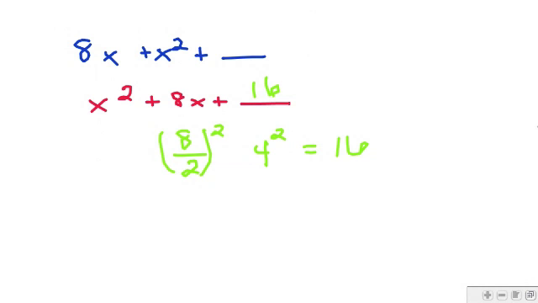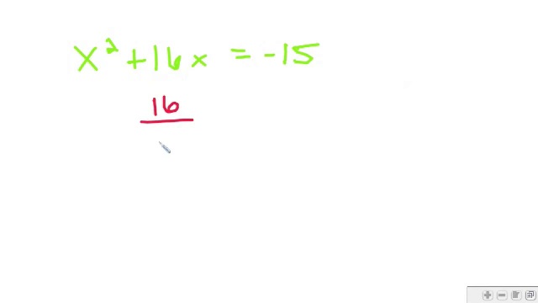All right. So now we can solve by completing the square. So here we go. We have x squared plus 16x equals negative 15. So what I'm going to do here is I'm going to take my b, which in this case is 16. I'm going to divide it by 2 and then square it, which is going to give me 8 squared, which is going to give me 64.